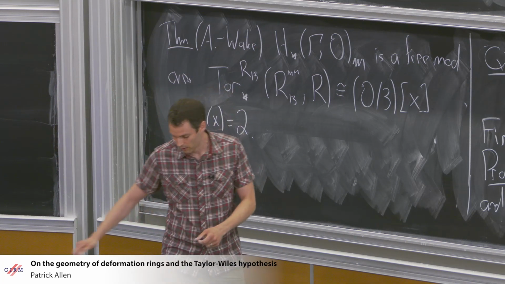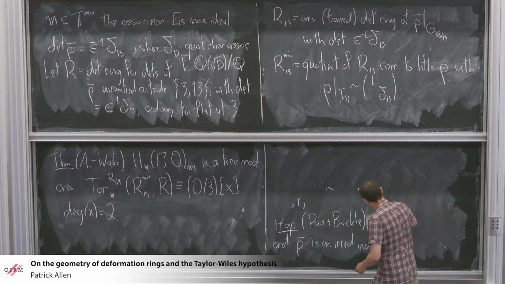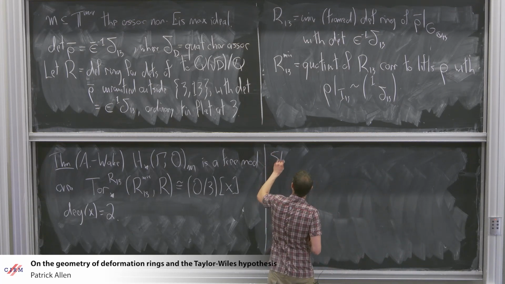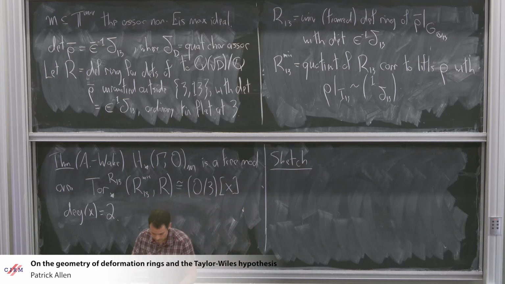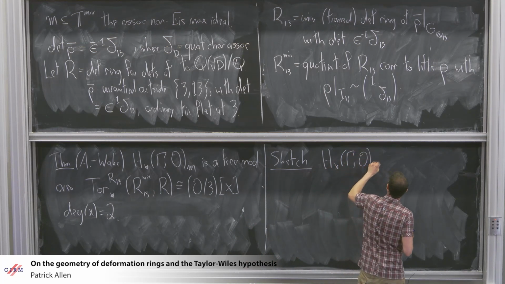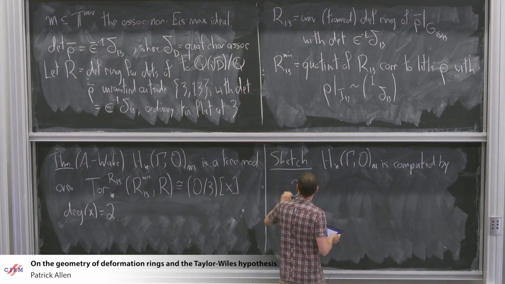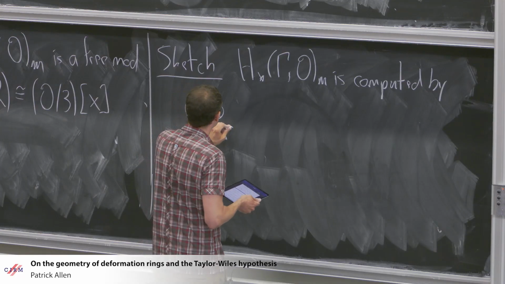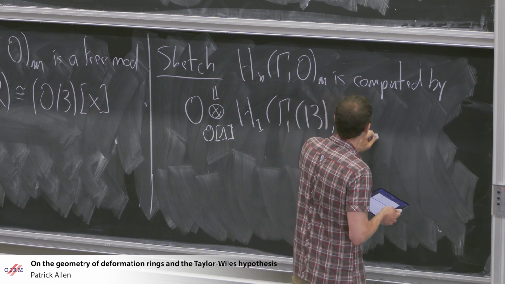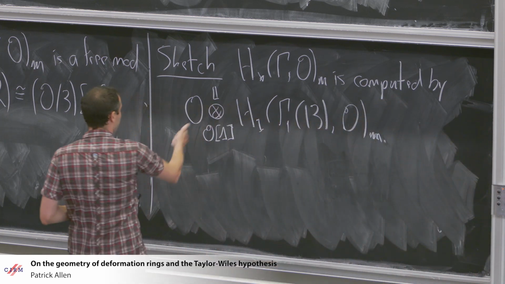Okay, so let me just say very quickly, the sketch is that this homology is computed, as I said before, by taking derived coinvariants with the first homology at level gamma 1 13, O m. So let's take your favorite finite free resolution of O.